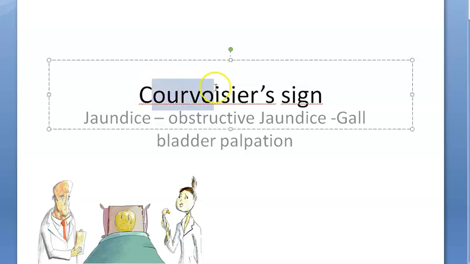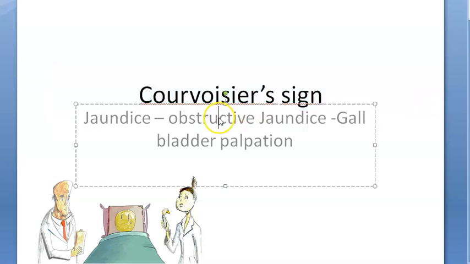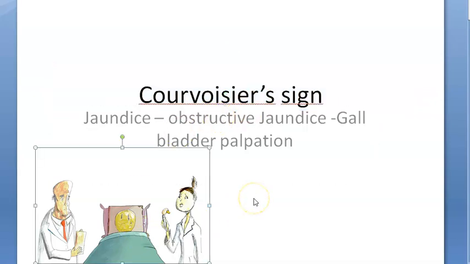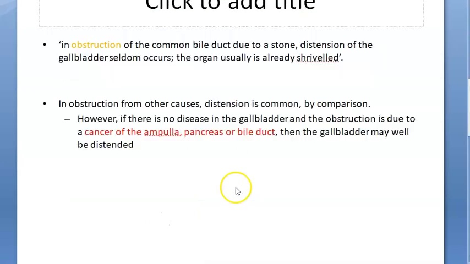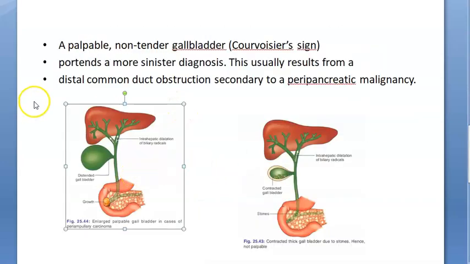Hello people, in this video let us look at this Courvoisier's sign. Basically you have a patient here who has jaundice. Let us say you think he has obstructive jaundice. Means there is a block. Okay, where is the block? Let's look at this image here.